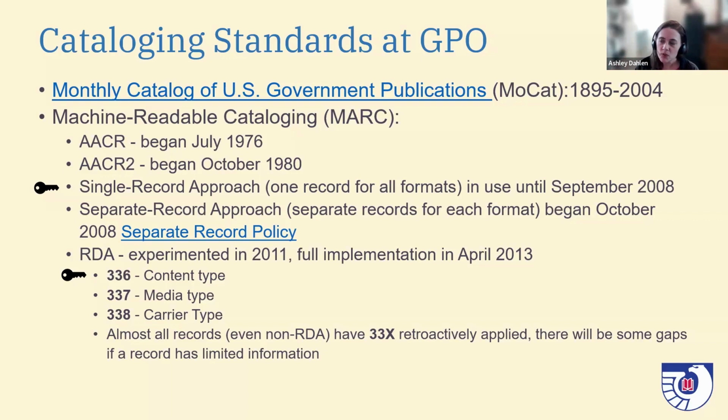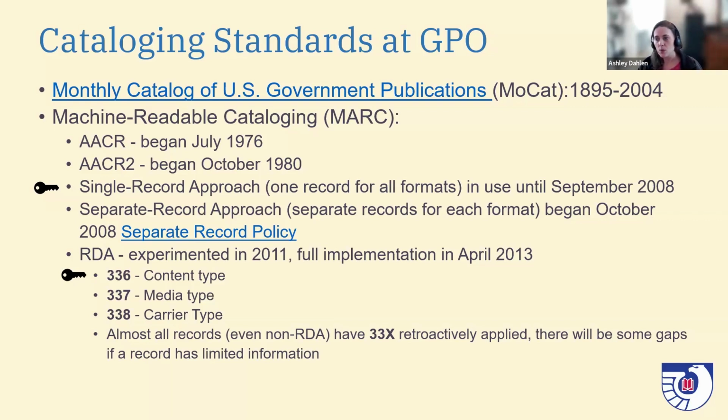We first experimented with RDA in 2011, and we began full implementation of the RDA cataloging standard in April of 2013. A key part of that for many of you is going to be those 336, 337, and 338 fields, which record essentially, is this an online resource or is this a paper format? What is going on? What's this format here? Many of you have discovery layers where it needs those fields to know how to run the filters on the left side of your discovery layer.